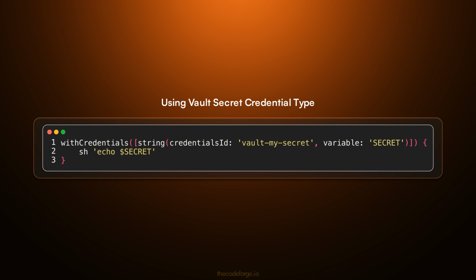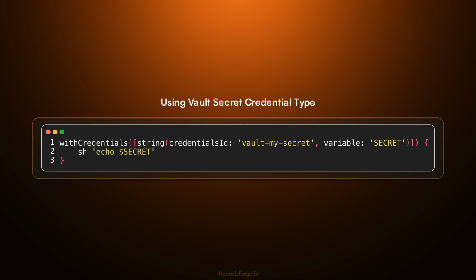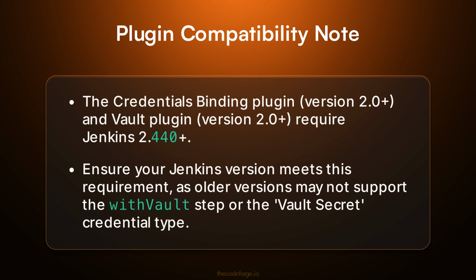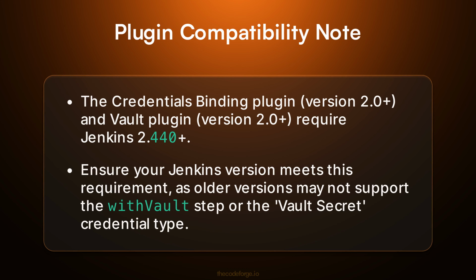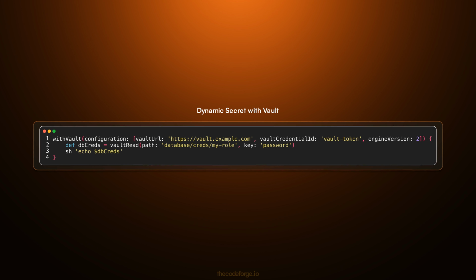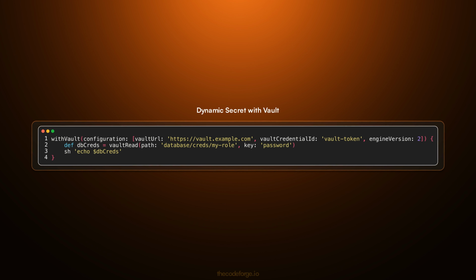The article mentions using the Vault secret credential type for seamless masking, but doesn't show how to create one. Here's how to reference a Vault path in a pipeline using the Vault plugin's built-in credential type, which automatically fetches and masks the secret. The Credentials Binding plugin version 2+ and Vault plugin version 2+ require Jenkins 2.44+. Ensure your Jenkins version meets this requirement, as older versions may not support the withVault step or the Vault secret credential type. The article discusses dynamic secrets but doesn't show a concrete example.